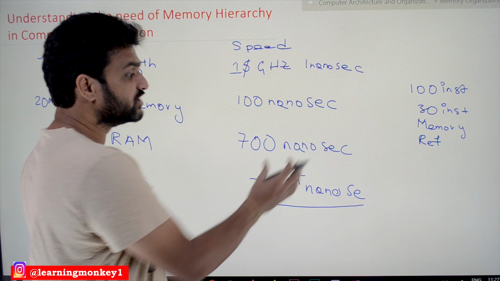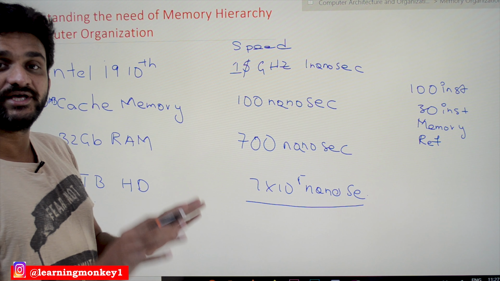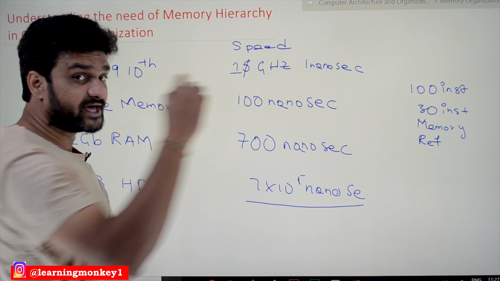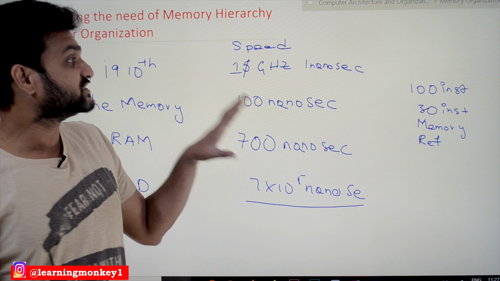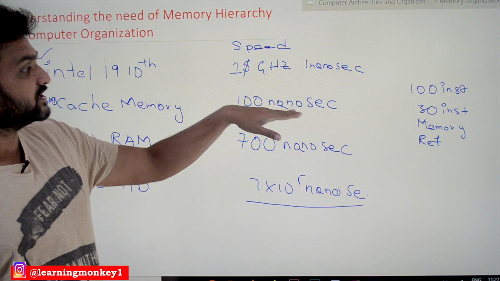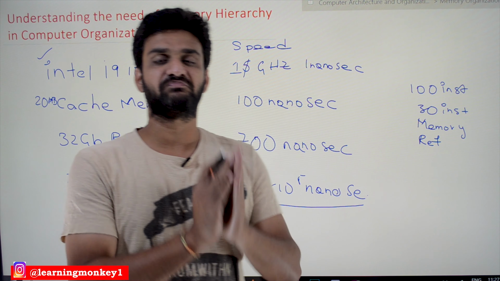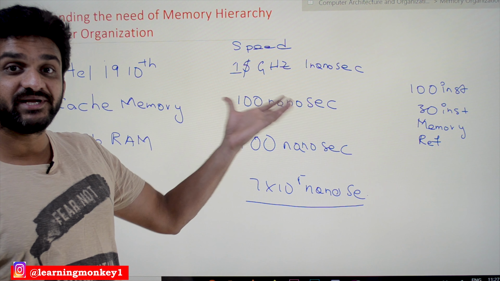Similarly, if the memory that we are going to use on our computer is only main memory or random access memory, then it will not happen in that way. If we assume that we have only RAM on our computer, it is going to take 700 nanoseconds. So the processor, to execute one memory reference instruction, has to wait for 700 nanoseconds. And for example, the cache memory is 100 nanoseconds. So what if our computer is having completely cache memory?